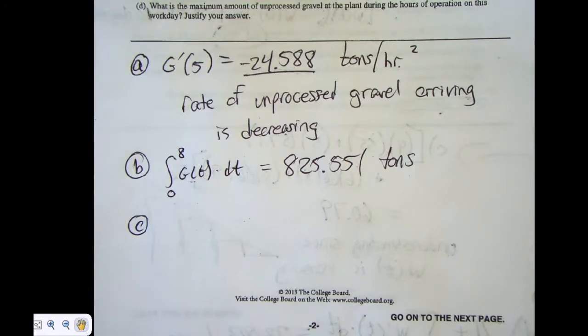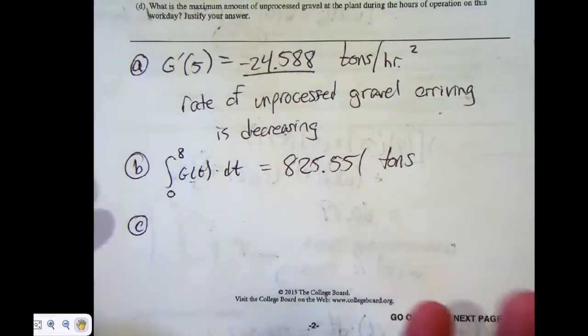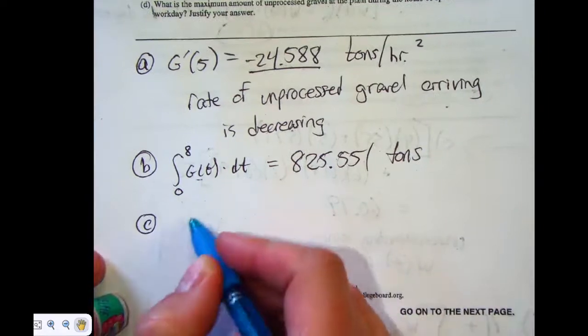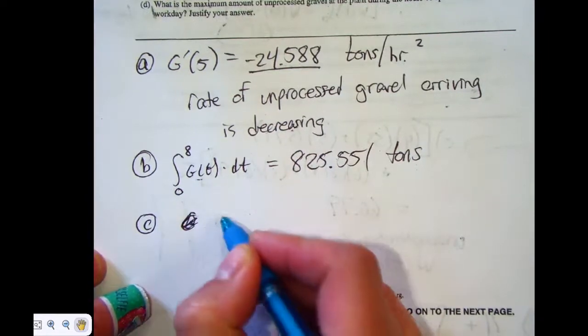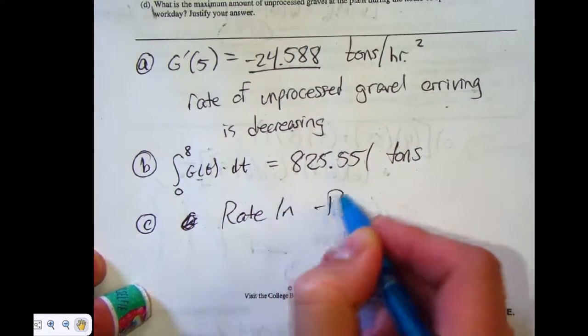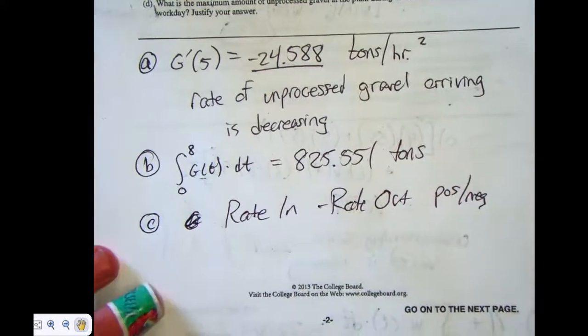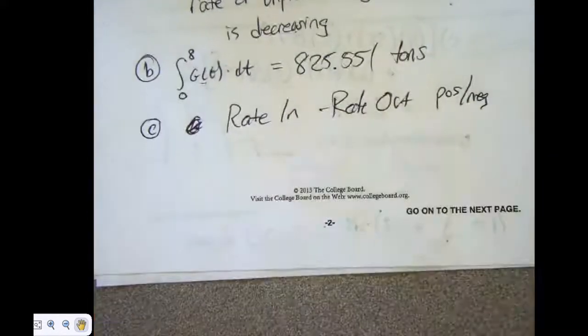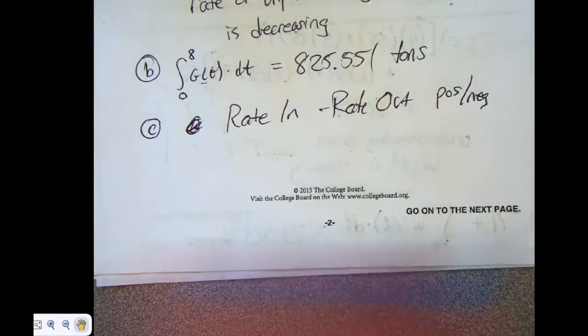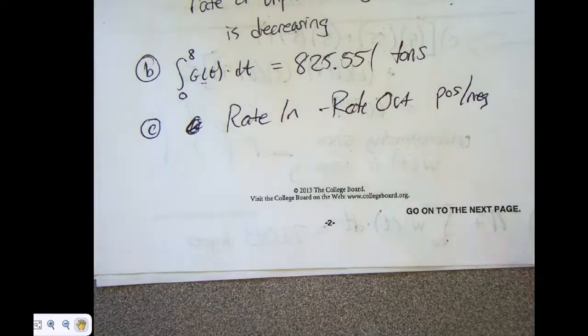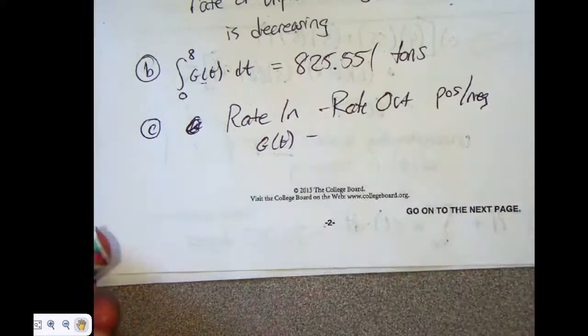Well, now we got to take into account we got this rate coming in, and we've got a rate going out. So I'm gonna write it out and then explain it, which is not ideal, I know, but I think it'll make sense when I do that. I want to know, is the rate in minus the rate out positive or negative? That's what I'm trying to find out. You don't really have to write that on your test. I'm just trying to explain what I'm doing. Well, what's the rate at which the unprocessed gravel is coming in? G of T. What's the rate at which it's getting processed?